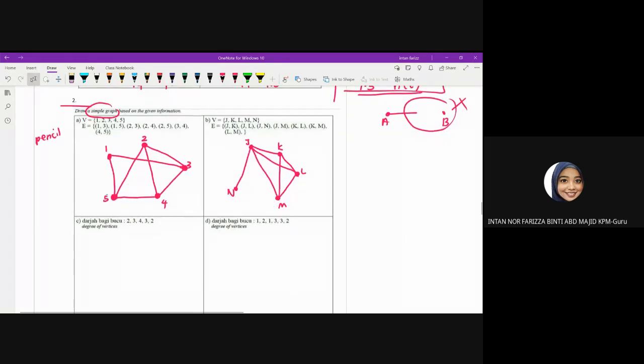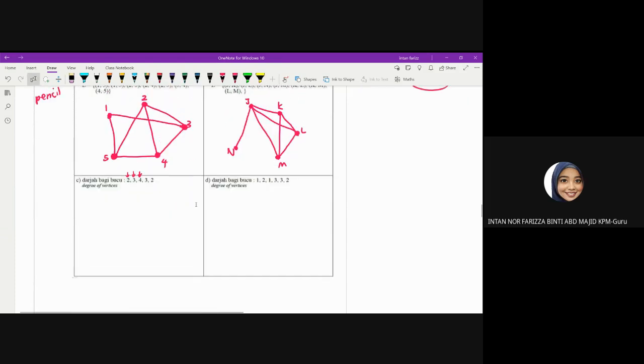You are given degree of vertices. Okay, which means that for the first vertex, we have 2 branches coming out. From the second vertex, we have 3 branches coming out, 4 branches coming out from vertex 3, and so on. Okay, so we are going to do temporary labeling. Okay, take note, temporary labeling. That means I'm going to mark here 2, this is 3, this is 4, this is 3, this is 2. Temporary, because later we can erase.